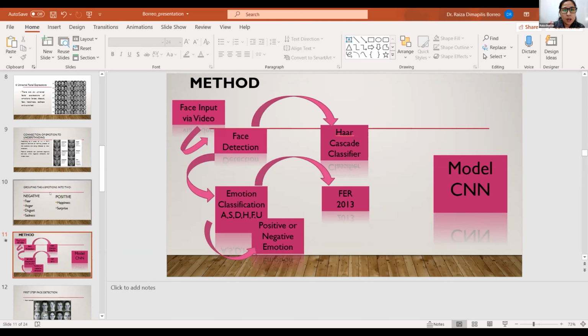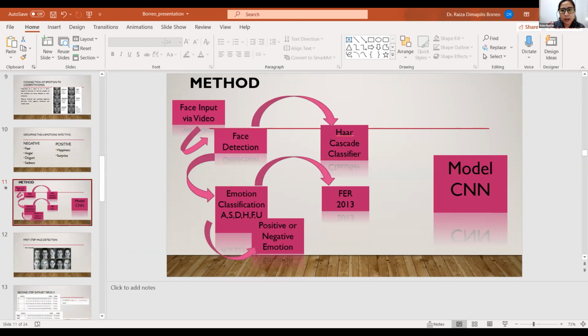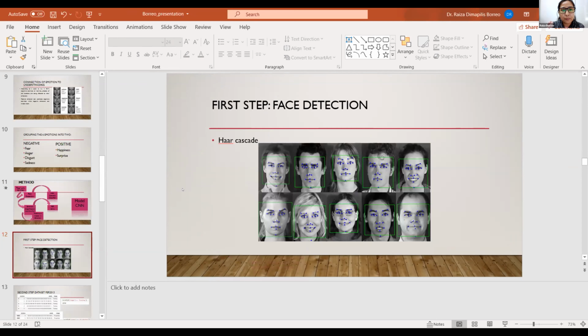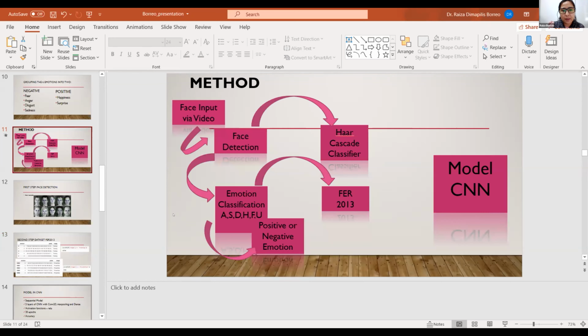Now, let me go deeper on the face detection. As shown in this photo, the classifier or algorithm that was used for detecting the face is the Haar cascade. This is a popular algorithm to detect faces. It first detects the features of the face, which could be the eyes, the eyebrows, the lips, and the nose, and then blocks it. Once it detects the face, the next step is to classify the emotions. This is where our model comes in.